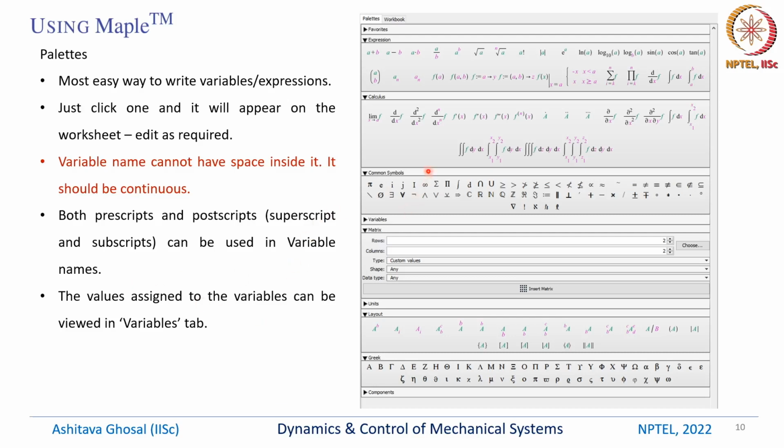So you can see here that there is a to the power b, and so you can write variable names like a to the power b. The values assigned to variables can be viewed in the variables tab. So there is a variable tab here, and if you say that x is some 2 or 3 or some number, then that can be seen here.